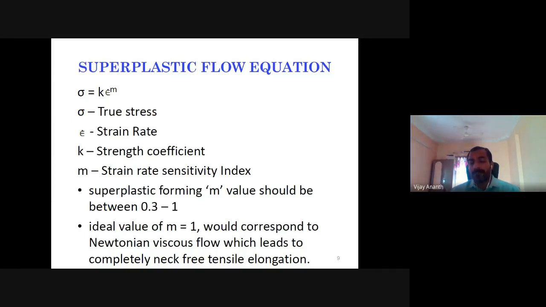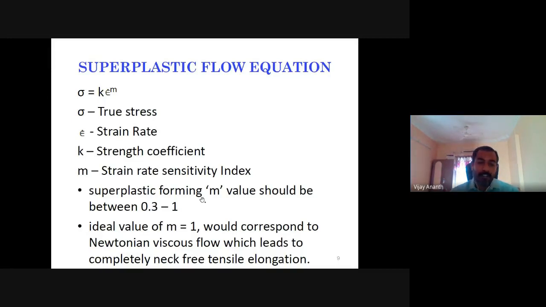The glass material has an m value of 1. As I already told, the ideal material for superplastic forming is glass, right? So glass has an m value of 1, but the minimum requirement should be 0.3 to 1. Normally our aluminum alloys have an m value of nearly 0.5 to 0.6, so they will obey superplastic forming, right?